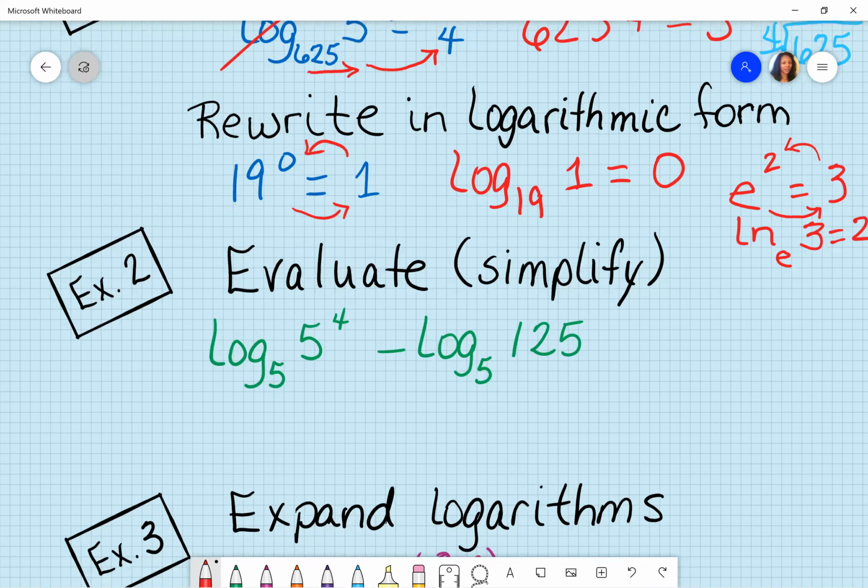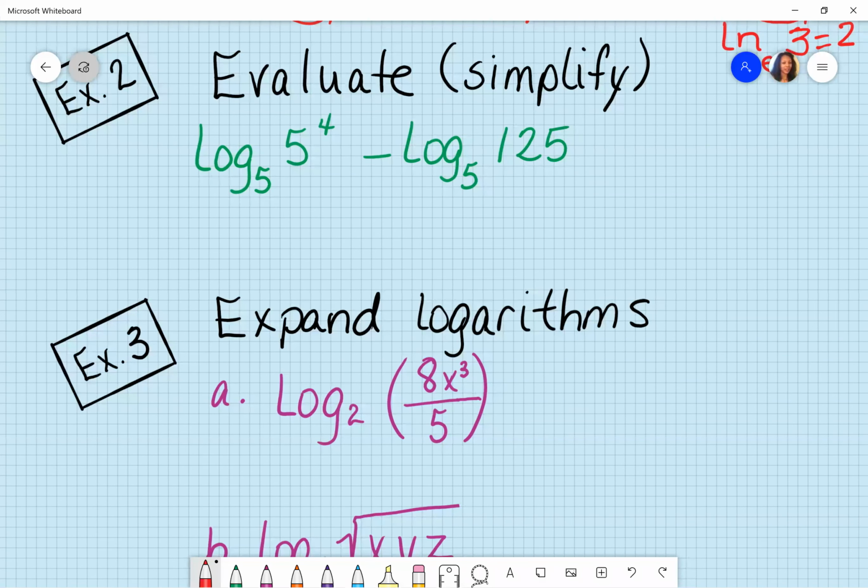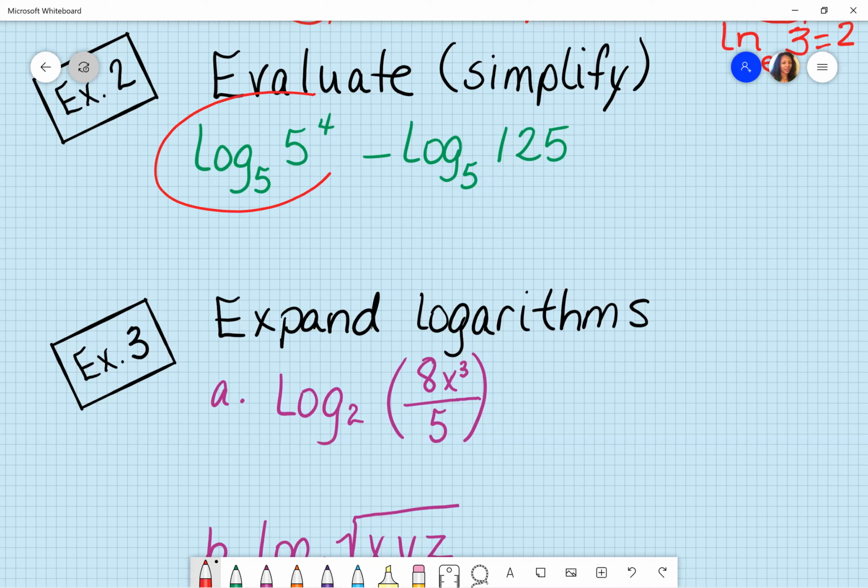All right, so example 2, we are trying to evaluate. You may see simplify. It means the same thing. Basically, what is each one of these logs as a number? If you need to, go back to my properties of logs so that you can recognize that this is the inverse property that says if my base and my value are exactly the same, I can just cancel it out and bring down what's left over. What's left over? The 4. So 4 comes down. There is a minus sign there, so I'm going to bring the minus sign down.